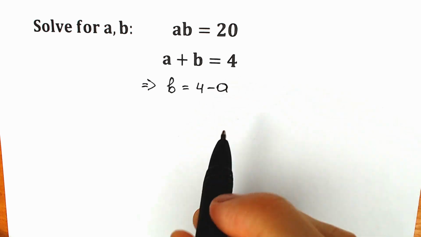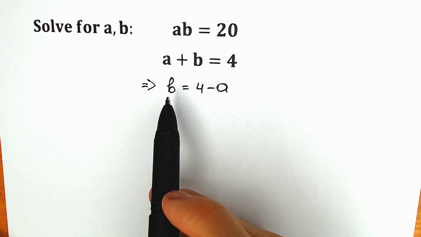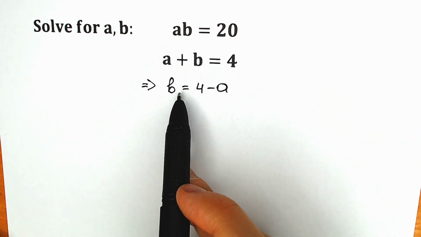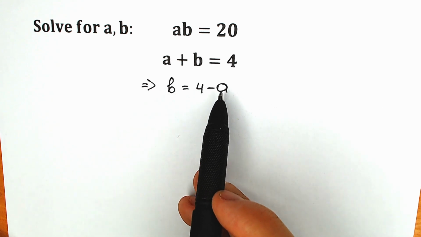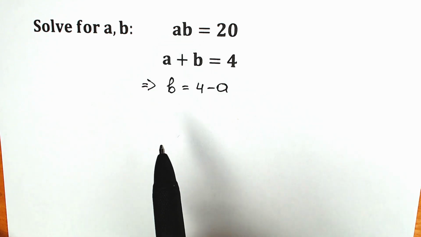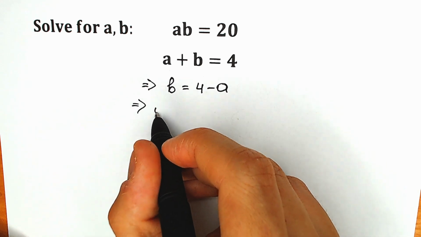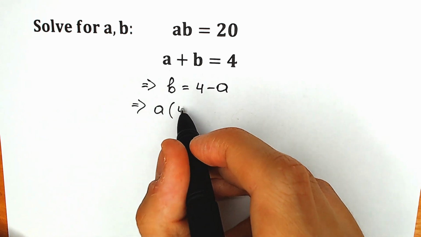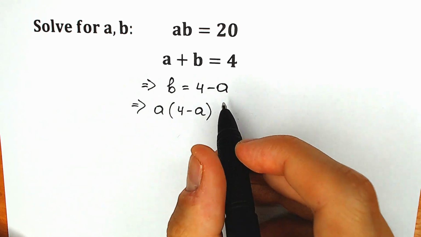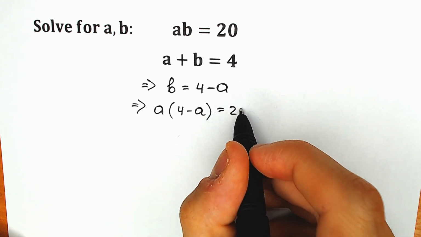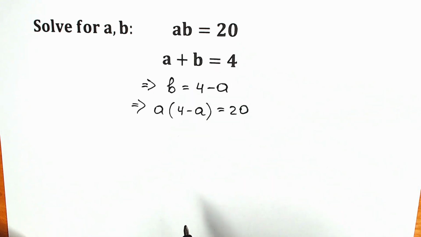Right now let's plug in 4 minus a instead of this b. This is an equal sign, so we can easily change this b by 4 minus a, and then let's plug this into the first equation. As a result, we have a times 4 minus a equal to 20. So we plug this into the first equation.